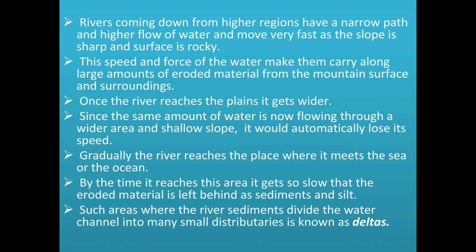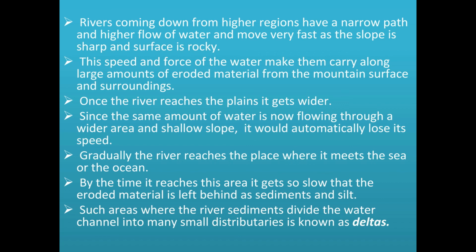Rivers coming down from higher regions have a narrow path and higher flow of water and move very fast as the slope is sharp and surface is rocky. The speed and force of the water make them carry along large amounts of eroded material from the mountain surface and surroundings.